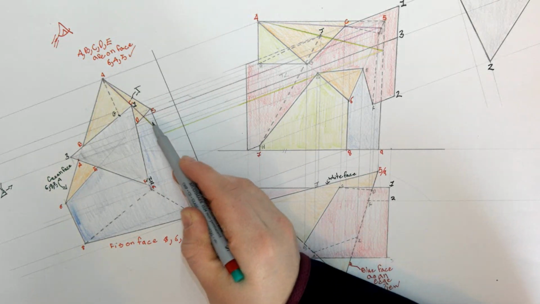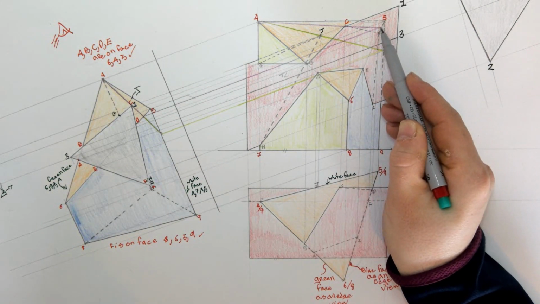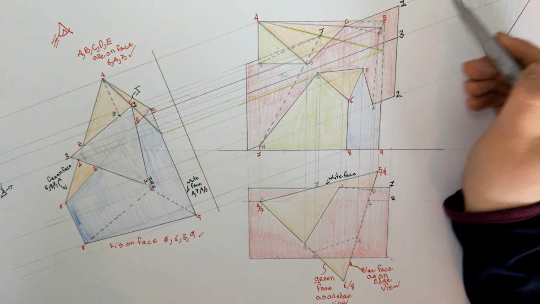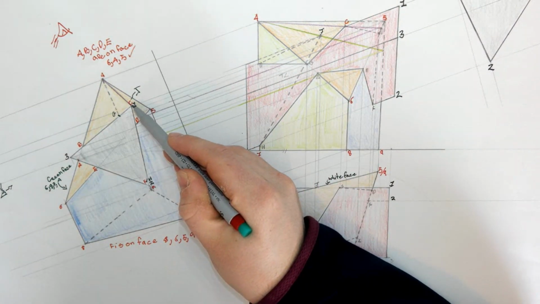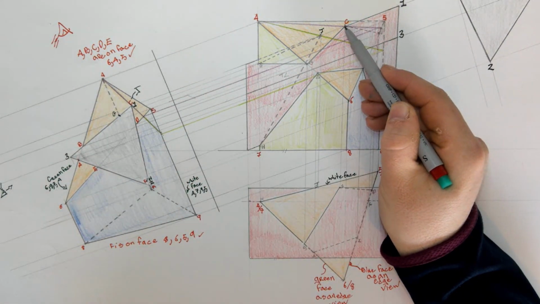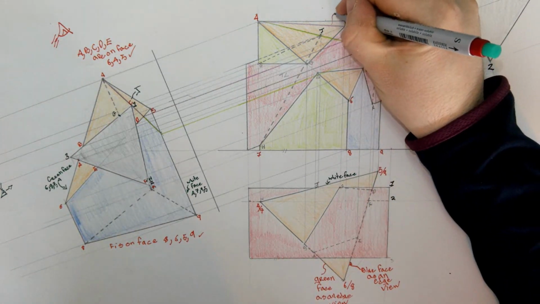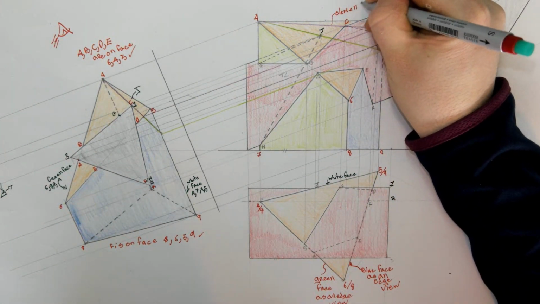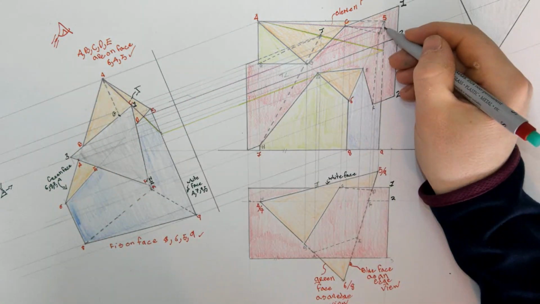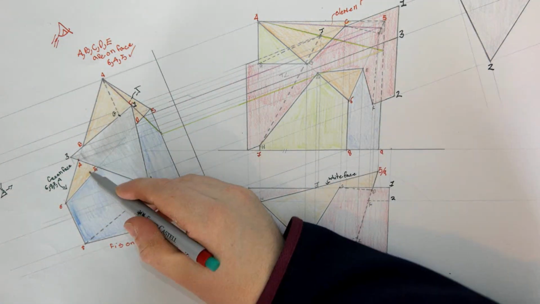To find that in elevation, I brought the bottom of the purple line back to elevation and joined it to 4. And the line 1 to C appears as a point in our auxiliary plan. So over here, with a line coming from number 1 across the purple element, we had point C. D and E were on line 5 to 6, so I could bring them back to line 5 to 6. Now, that's the orange face dealt with.